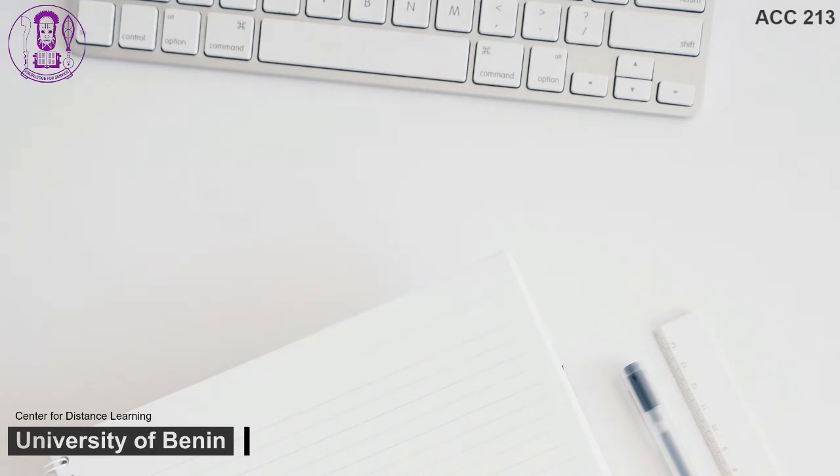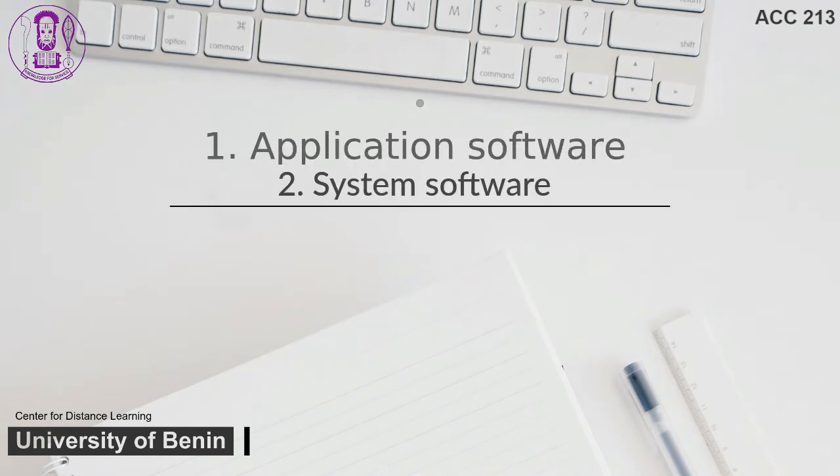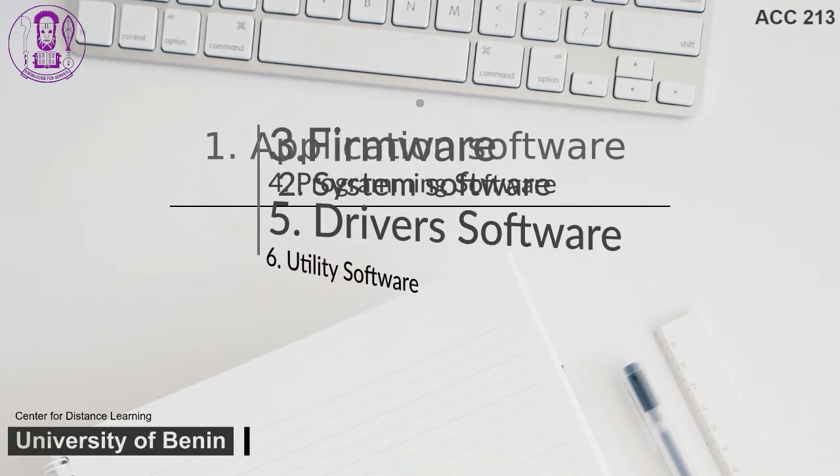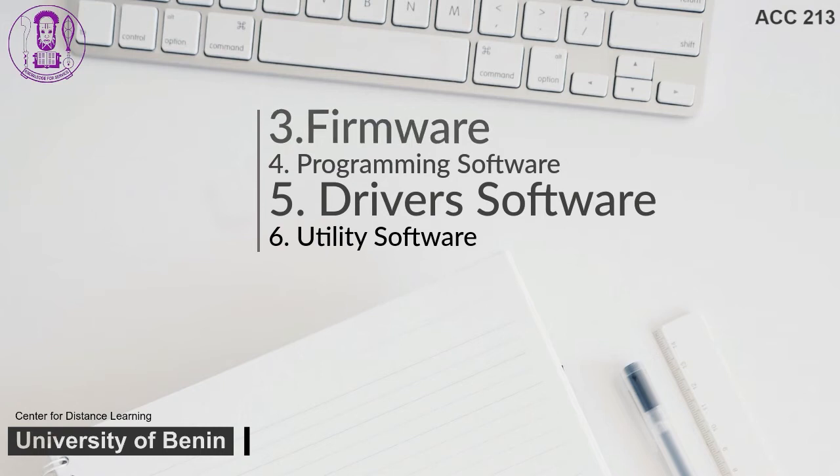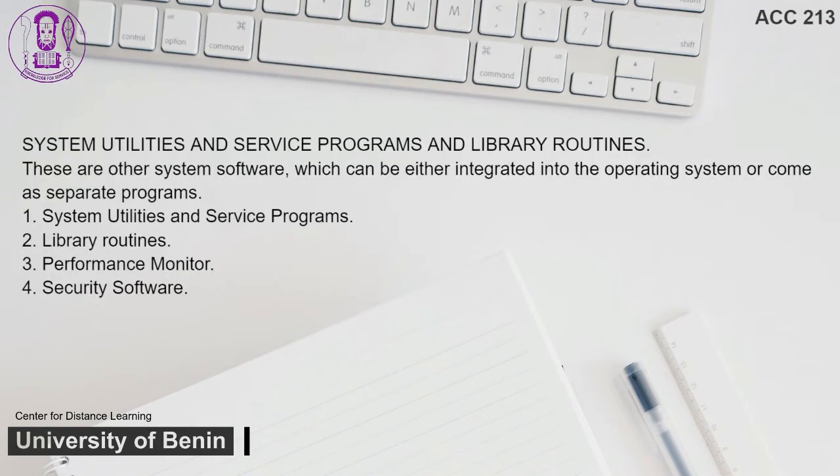Types of computer software. 1. Application software. 2. System software. 3. Firmware. 4. Programming software. 5. Driver software. 6. Utility software. System utilities and service programs and library routines. These are other system software, which can be either integrated into the operating system or come as separate programs.